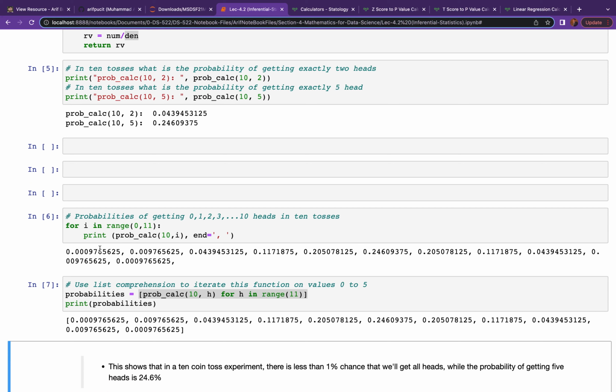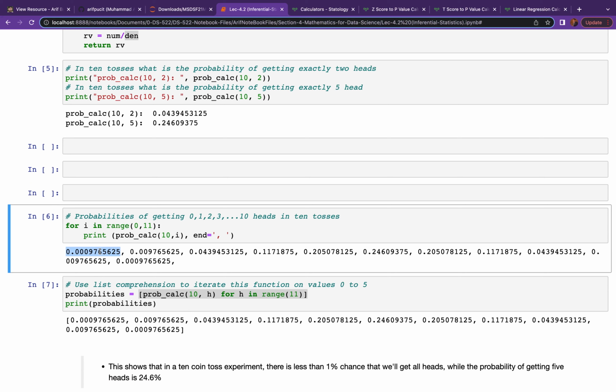Well, my dear friends, you can note that the probability of getting 0 and 10 heads is minimum, and it is the same, while the probability of getting 5 heads in a 10 coin toss experiment is maximum, and that is this one, 0.24609.